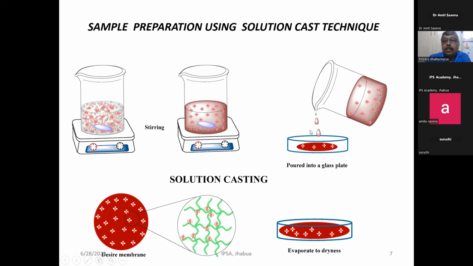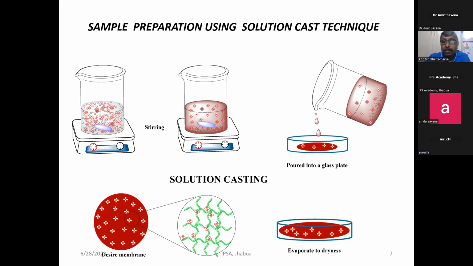And once it is mixed, it is poured into Petri plates, maybe glass, maybe polypropylene. Those who want to start with this should take care that the bottom surface of the Petri plate should remain flat. If it is not, which is quite often possible because the central part of Petri plates is generally slightly elevated, the thickness of the film will differ and the uniformity will be a challenge. Anyway, once they are poured into the Petri plate, they are left for drying.